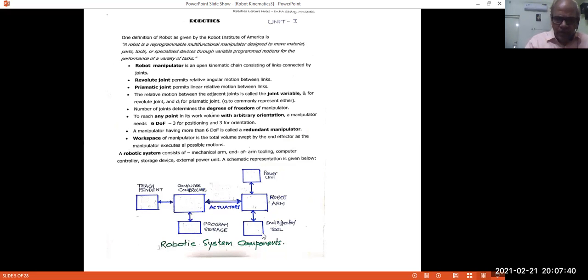It may be for spray painting or arc welding. We have one type of tool held by the gripper, and we also have a power unit, of course, in parallel. And then this teach pendant could be one part of the system. The teach pendant is used, particularly in pick and place type of operations, so that the end effector will go to the particular position you want.